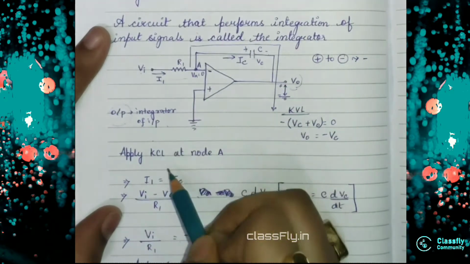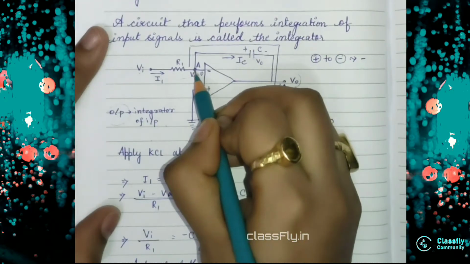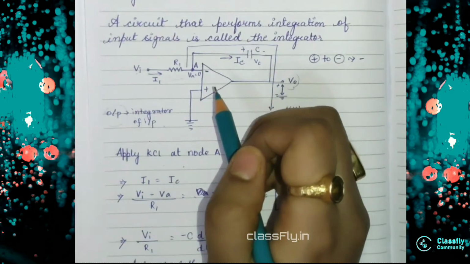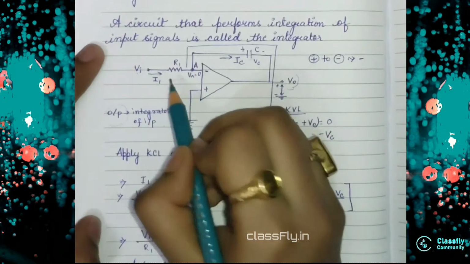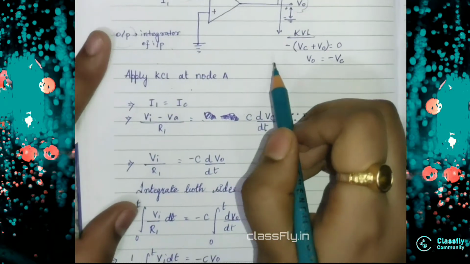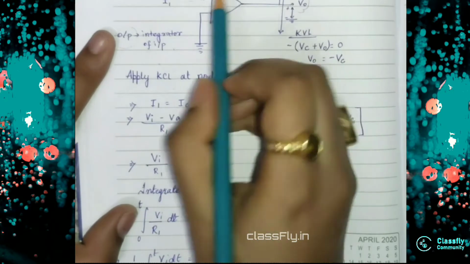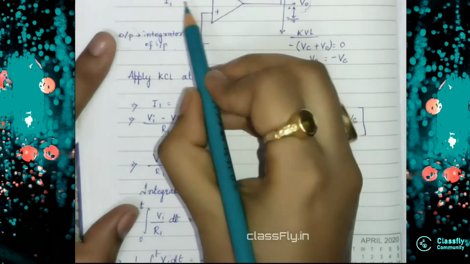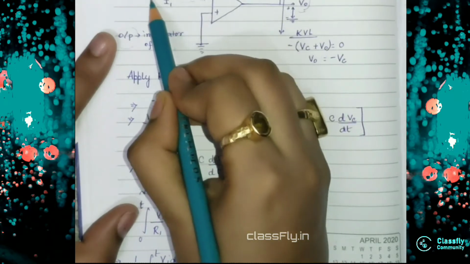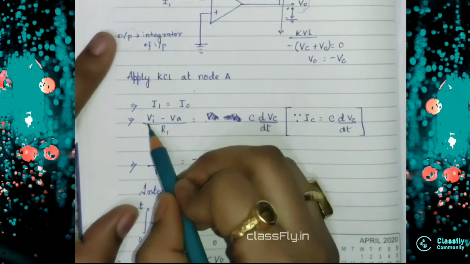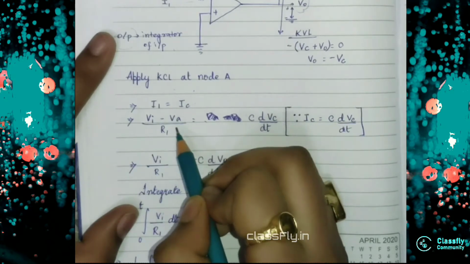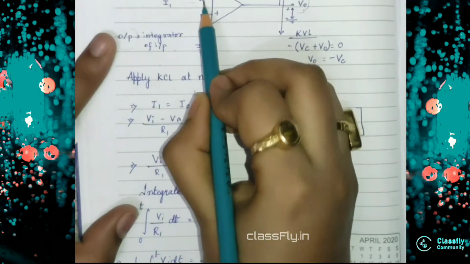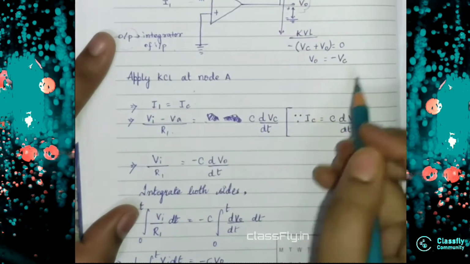So we will apply KCL at node A. KCL is voltage by resistance, right? This is our I1 and this is the IC. So I1 will be equal to IC, and we take the voltage difference here. So I1 is Vi minus Va by R1, that is the voltage by the resistance, and what will be the IC? It will be Va minus V0, right?